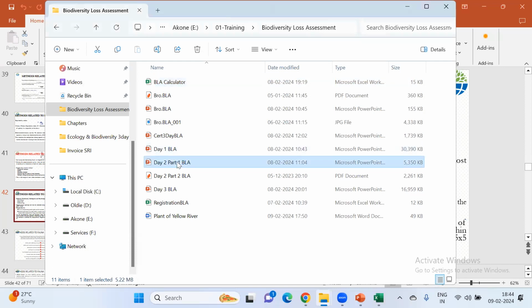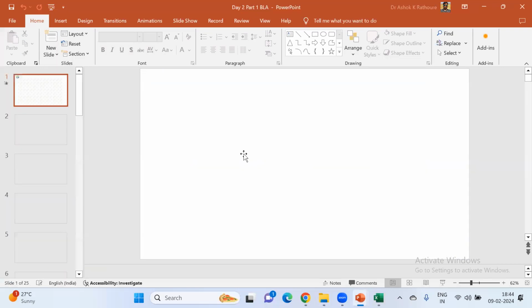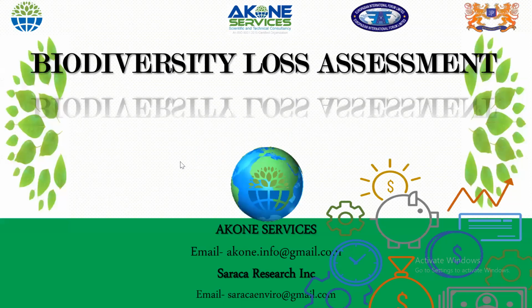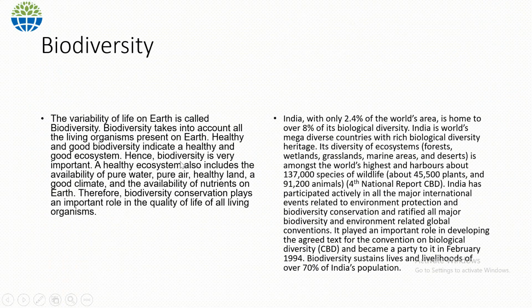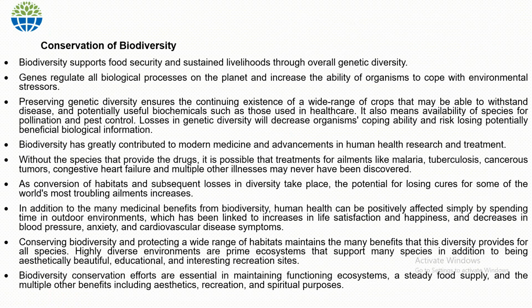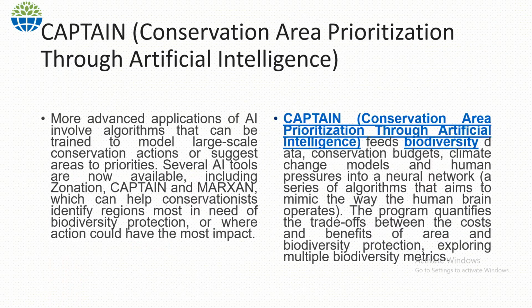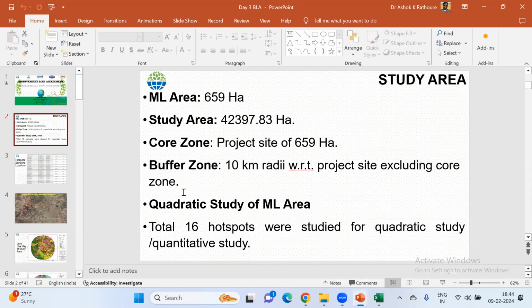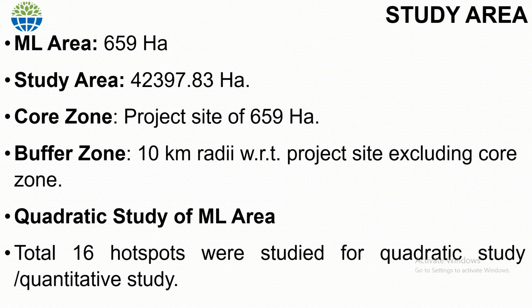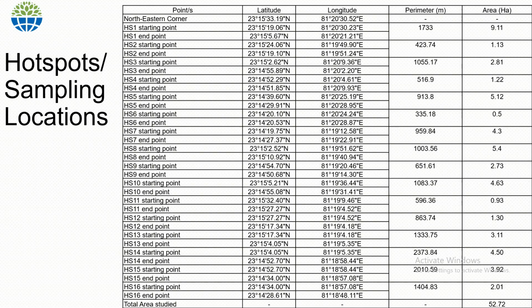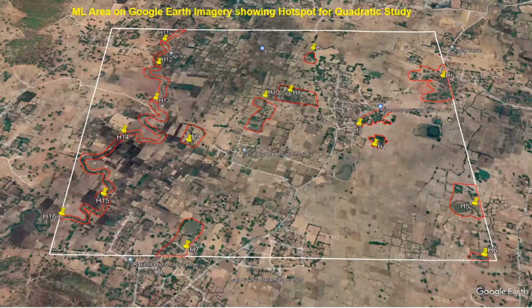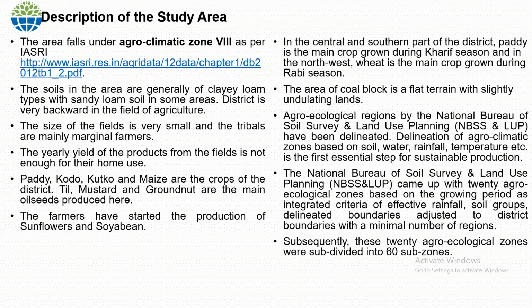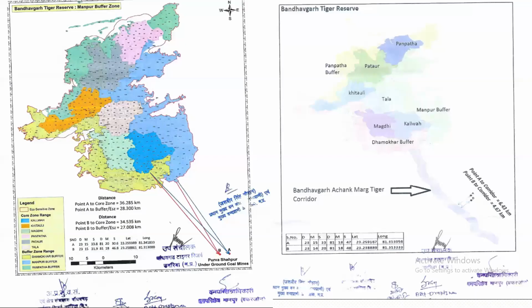On day two, we cover the actual scenario and strategies for biodiversity assessment at the site, like ecological impact assessment, all these things. And on the last day, the third day, we are going to calculate the biodiversity loss on the basis of 22 parameters, like how to make sampling, hotspot delineation, and all these things on the basis of secondary and primary data.